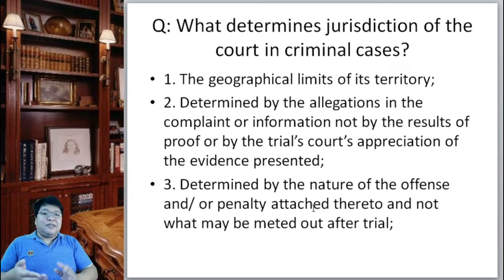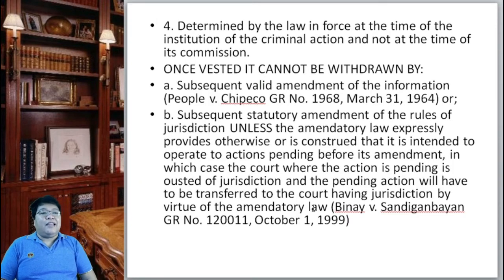Number 2, it is determined by the allegations in the complaint or information, not by the results of proof or by the trial court's appreciation of the evidence presented. We go back exactly at the allegations in the complaint or the information. And third, it is determined by the nature of the offense and or the penalty attached thereto, and not what may be made out after trial. Okay? So we will discuss that piece by piece. Next. And last, it is determined by law enforced at the time of the institution of the criminal action and not at the time of the commission. So, isa-isahin natin to. Next.